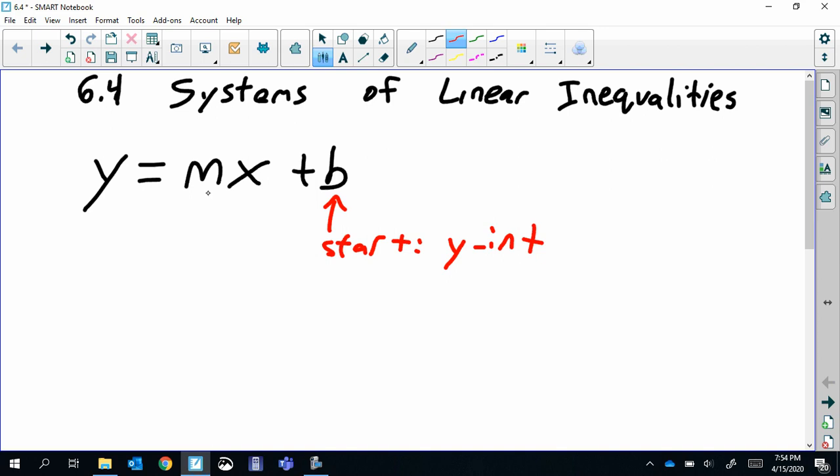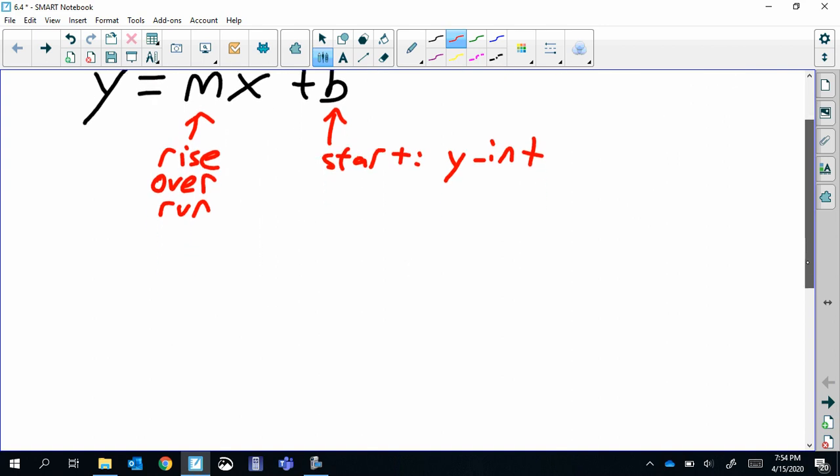And then you use the slope. Remember, slope is like rise over run if it's a fraction, and everything is a fraction. If it doesn't look like a fraction, it means the denominator is 1, so it'll be over 1 if it's not a fraction. So let's just quickly review how to graph a line, because that's what we're doing.